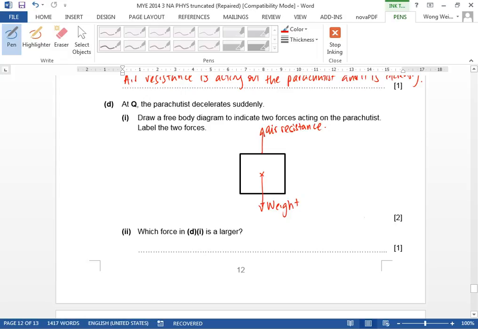Okay? So over here, which force is larger? Air resistance. Only when air resistance is greater than the weight is your resultant force in the direction of your air resistance. That is how you can slow down.